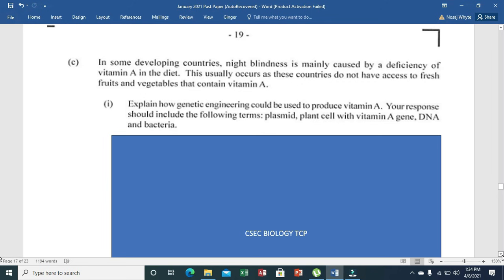Explain how genetic engineering could be used to produce vitamin A. Your response should include the following terms: plasmid, enzyme, a plant cell with vitamin A genes, and of course DNA and bacteria.